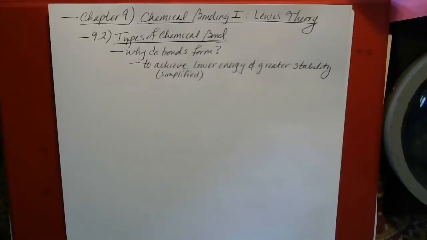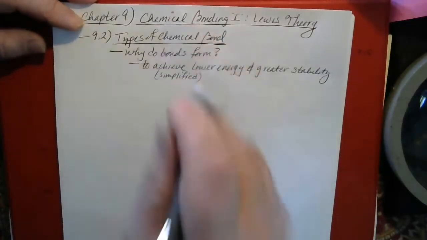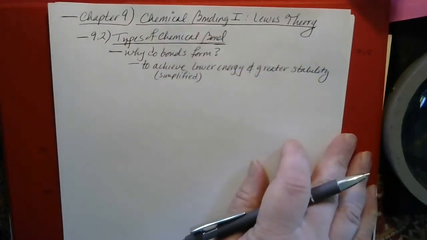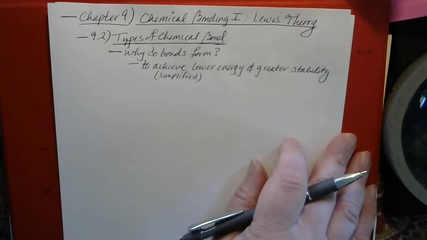All right. Well, chapter 9 is about chemical bonding. Like I said, bonding is sort of one of the most fundamental principles or activities in chemistry because you can't form molecules or compounds without bonding. So, understanding bonding is a very important part of studying chemistry.